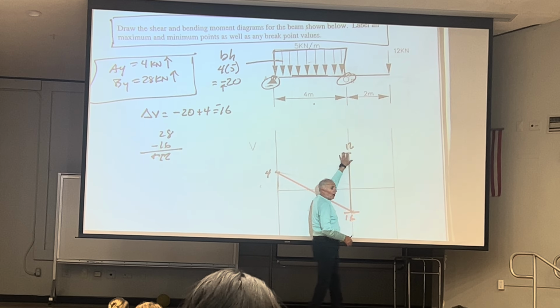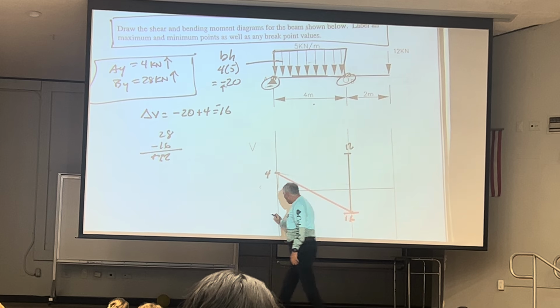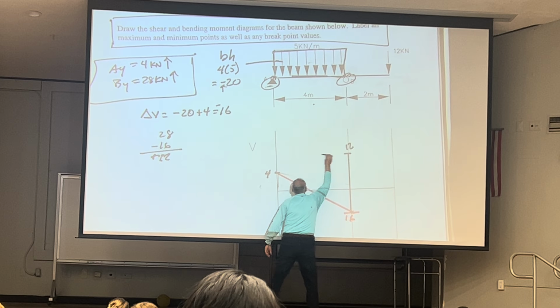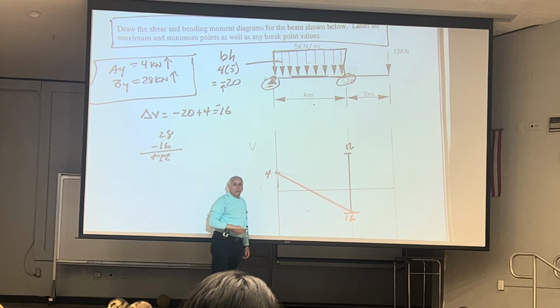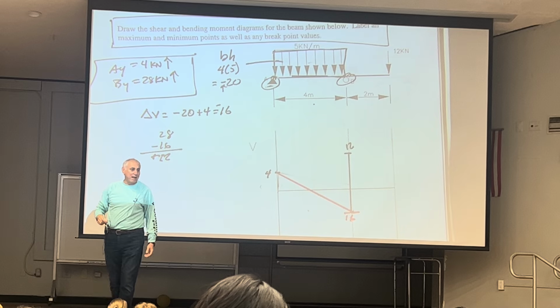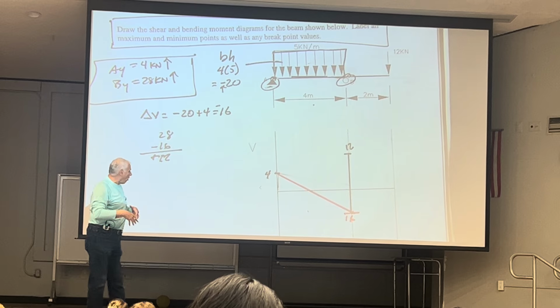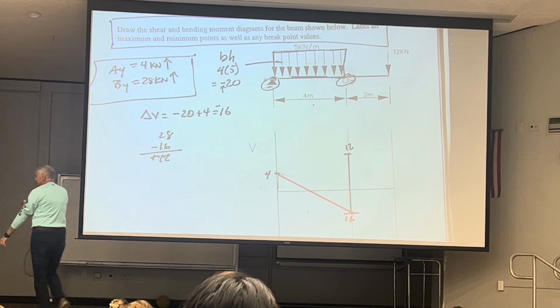These are the breakpoint values: 4, 16, 12. And I don't want you to go, let me put the 16 over here, let me put the 12 over here. Don't do that. That just becomes a bloody mess at the end. Put them at the breakpoints. Put them on the diagram like I'm doing.